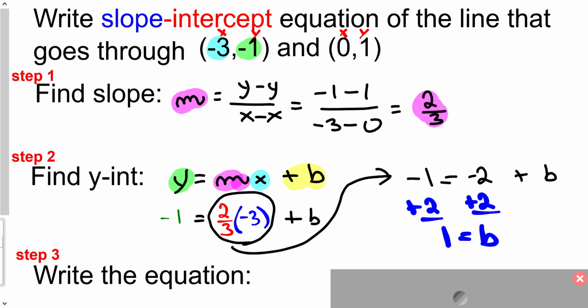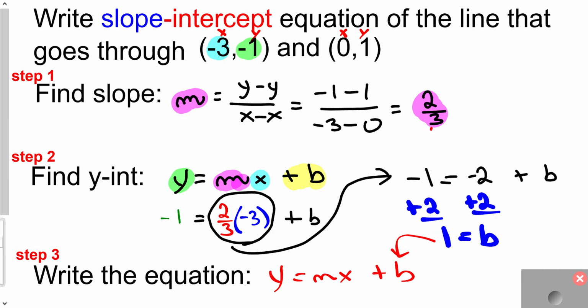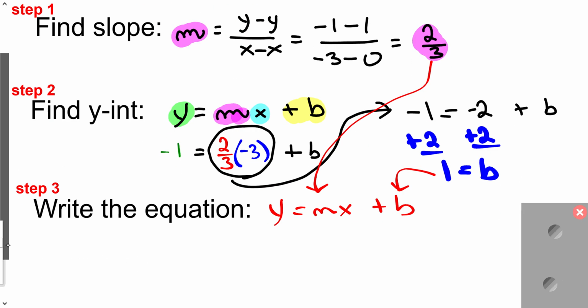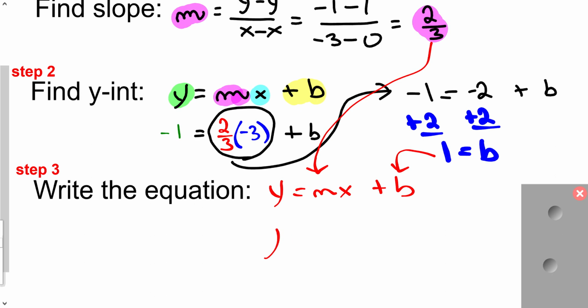So write the equation. All that we need is to write out y equals mx plus b. This 1 would go right here, and the 2/3 goes right here. So I'm going to slide this down, and we're just going to write that in here a little bit better. y equals 2/3 x plus 1. And this is the equation.